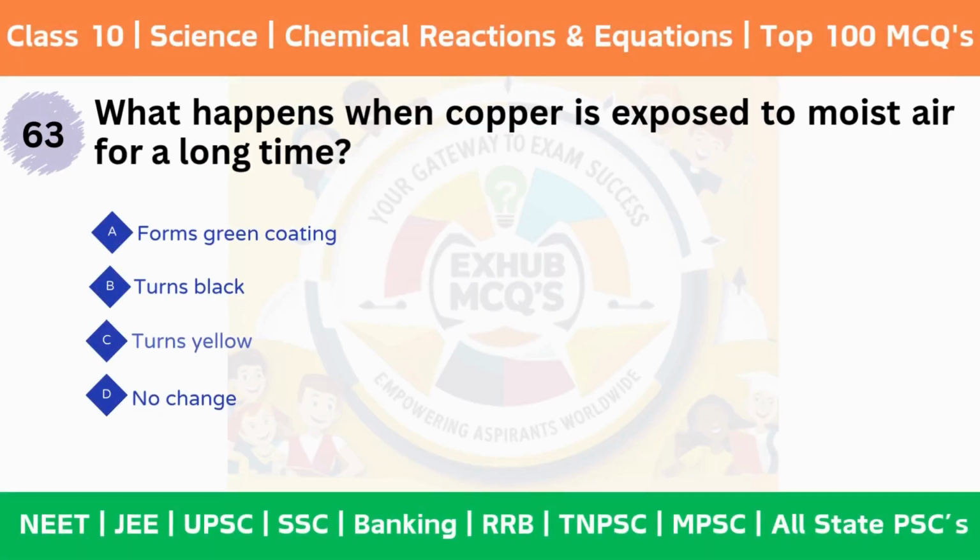MCQ 63. What happens when copper is exposed to moist air for a long time? Option A, forms green coating. Option B, turns black. Option C, turns yellow. Option D, no change.